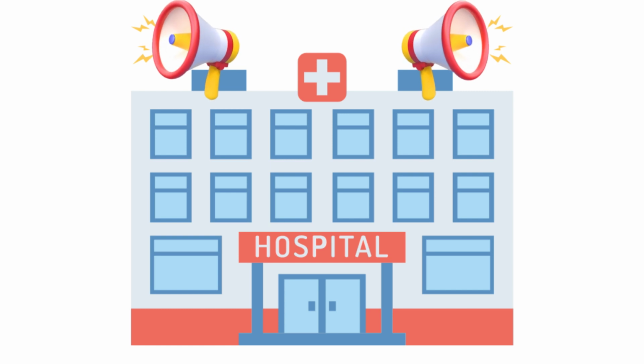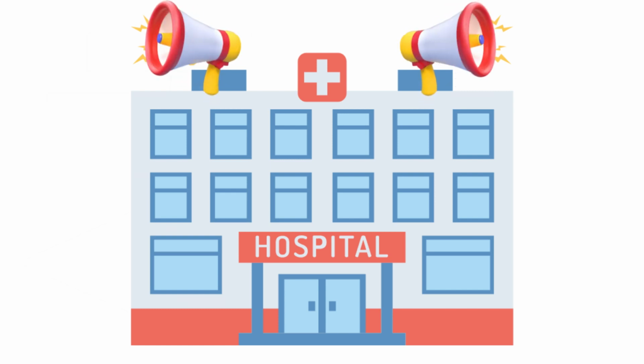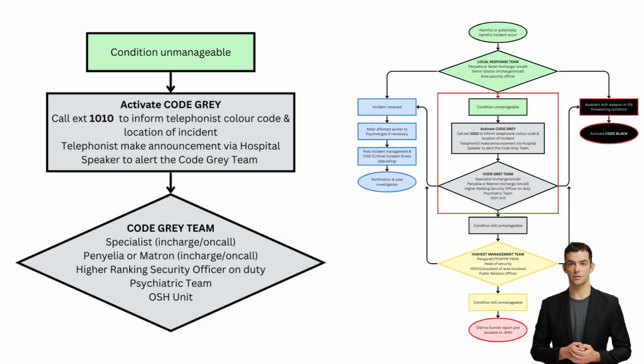Subsequently, an announcement is made via the hospital's PA system, alerting the code gray team members. The team includes the matrons, Penelia, and specialists from the affected area, the psychiatry team, occupational safety and health team, and the security officer. The code gray team promptly arrives at the scene to de-escalate the situation. Their expertise and coordinated efforts shall aim to restore safety and order within the hospital. The code gray team has a higher authority to address the assailant via negotiations.